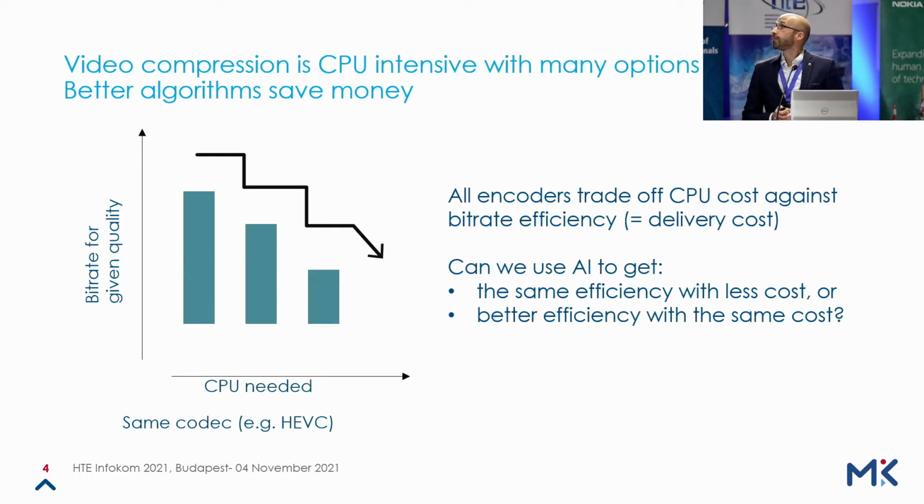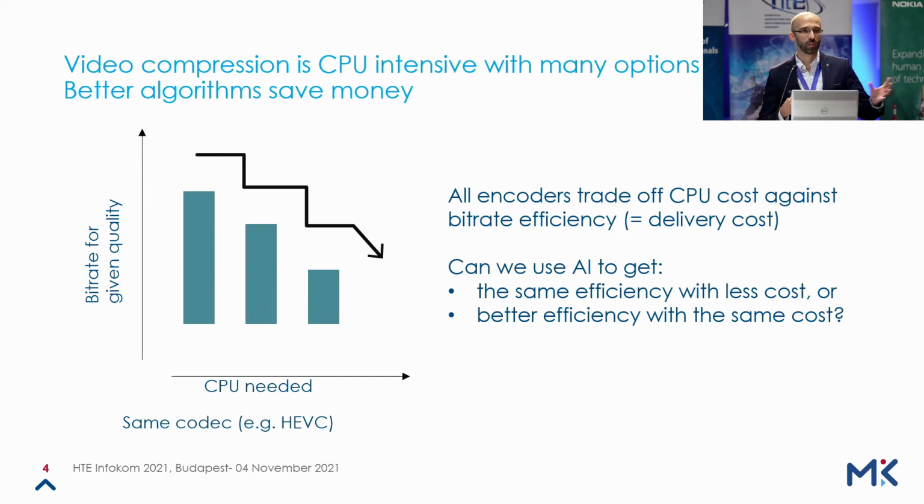So, again, this is not only true for the ITU family of encoders, but also for VP9 and AV1. You usually end up having to trade CPU cost for bitrate efficiency. And that will have a direct impact on your application cost.